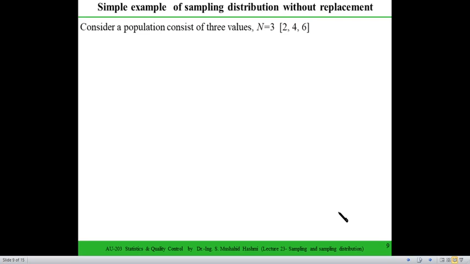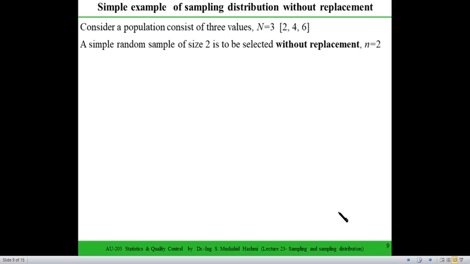Okay, we take that same population, but this time what we are doing is we are not replacing the first element which you have chosen. That is called sampling without replacement. So in that case, how many total possible samples are there in a population?